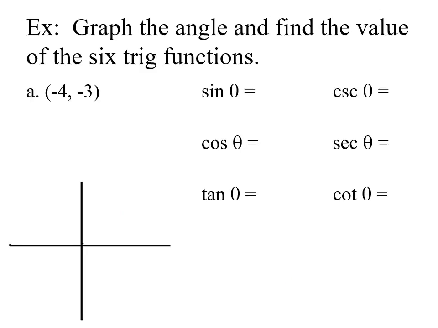So now we're going to apply those definitions in a problem. This one says graph the angle and find the values of the 6 trig functions. So I'm going to start with the graph itself. Looking at the point -4, -3, that tells me to go over to -4 and then down to -3. So I have a point somewhere about right here.